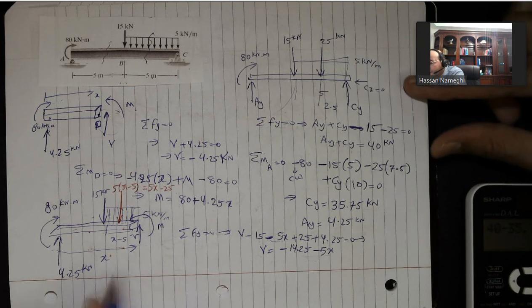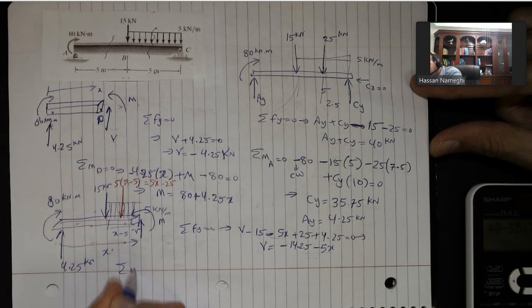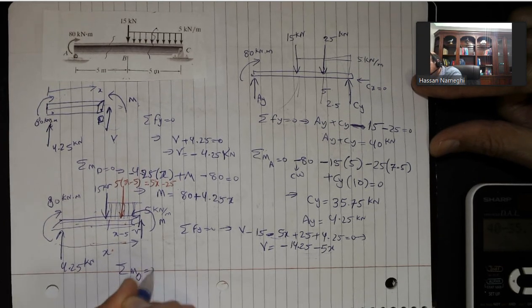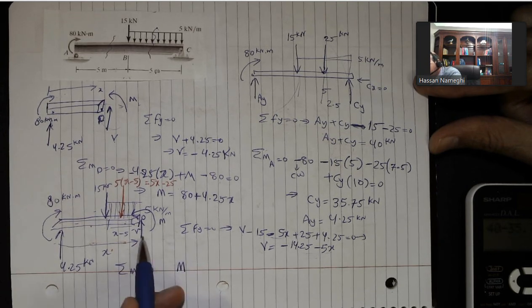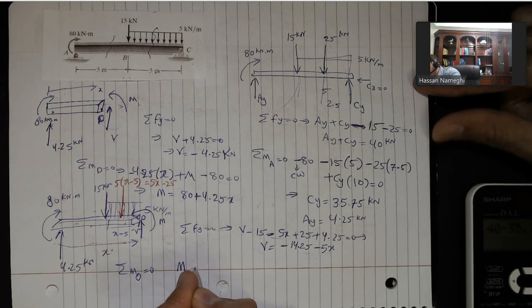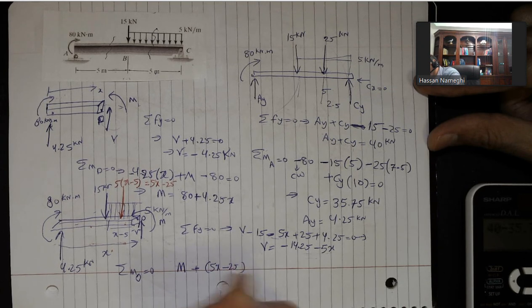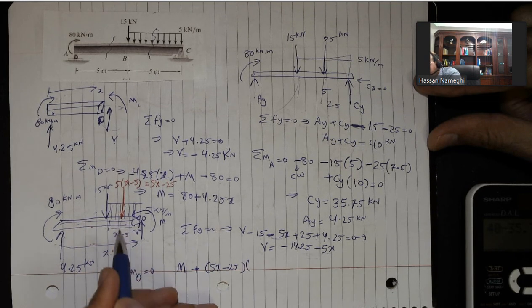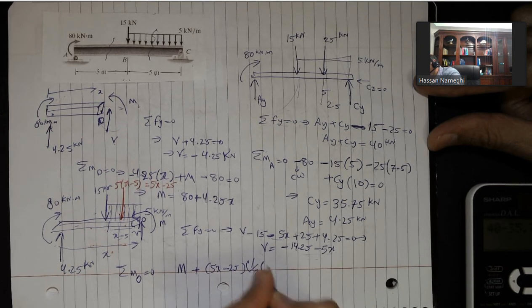Then I can repeat the same equation for the M. So for the M, I'm going to get sum of moment about point, for instance, O is equal to 0. Point O is here, by the way. So I got the moment at that location. V doesn't have moment. This one has a positive, and then this 4.25 is a negative, and this is a negative. So I'm going to get M plus 5x minus 25, multiplied by the distance of half of that, times half of x minus 5.